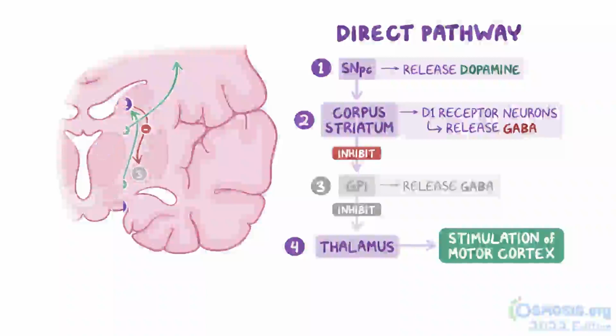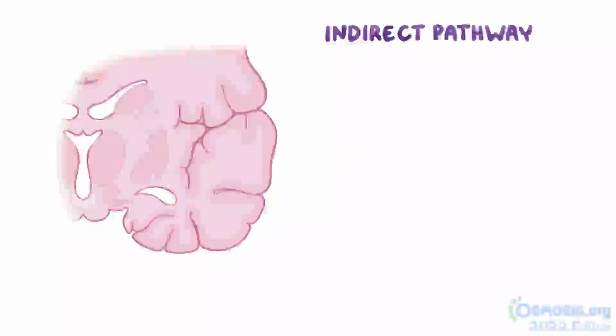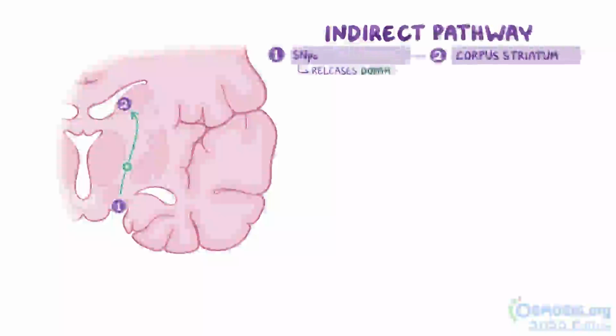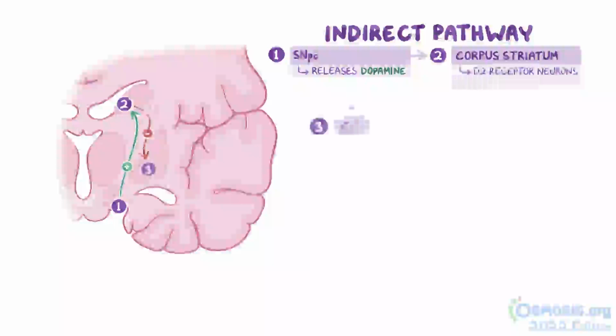At the same time the direct pathway is activated, the information passes through the indirect pathway as well. The indirect pathway also begins with the neurons of the SNPC that project to the corpus striatum, where they release dopamine. This time, dopamine binds to the D2 receptors, found on the neurons that project to the GPE first. Once activated, these neurons release GABA, which inhibits the globus pallidus externus, or GPE for short.